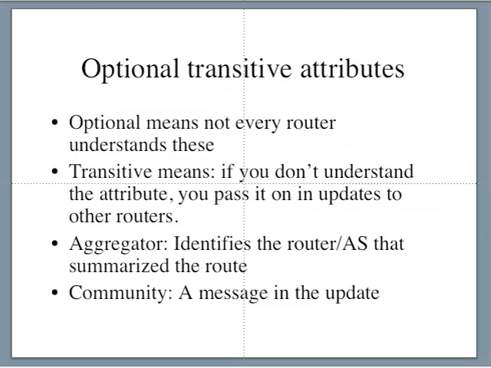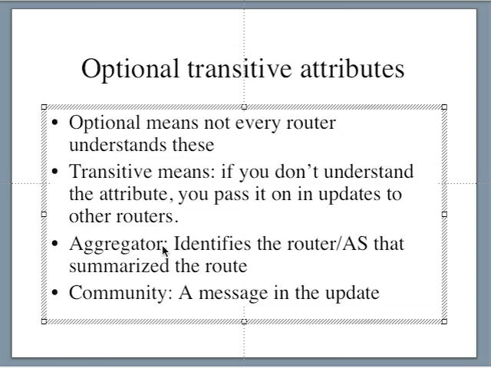Optional transitive attributes. These are attributes which are not necessarily understood by all routers, but if you don't understand it, then you pass it on in updates to other routers, even though you don't understand it. Aggregator is if a route is summarized, then you have to use the well-known discretionary attribute atomic aggregate. But if you want, you can also put an aggregator attribute in the update, which identifies the router and autonomous system that summarized the route. And that can be helpful for people debugging if you're doing an incorrect summarization.